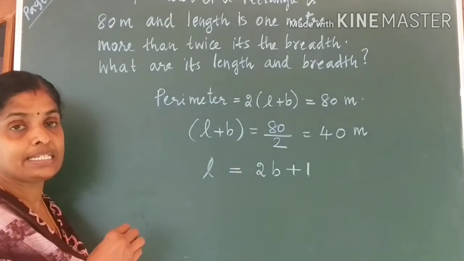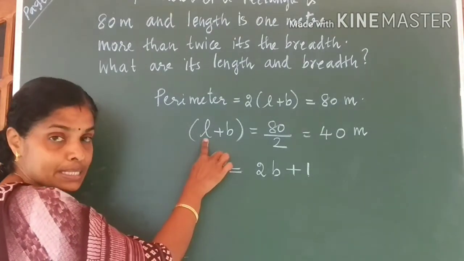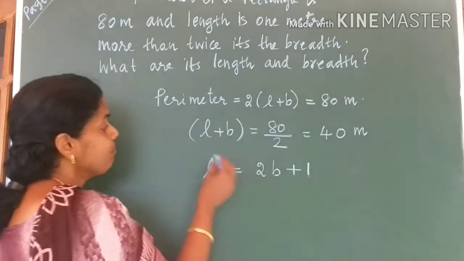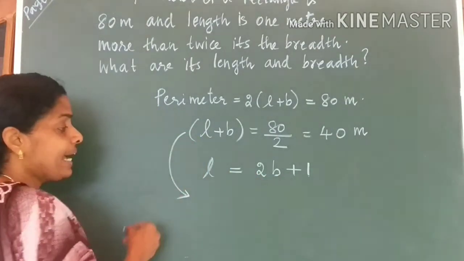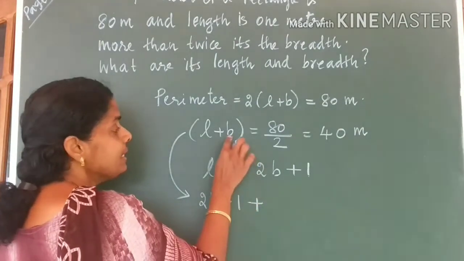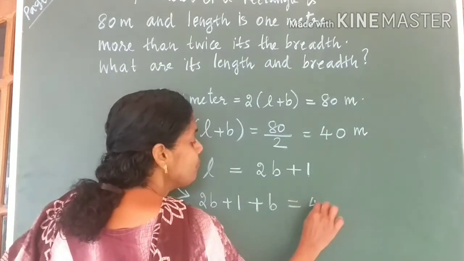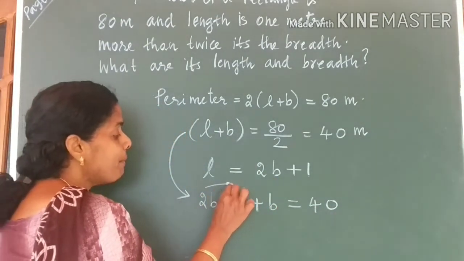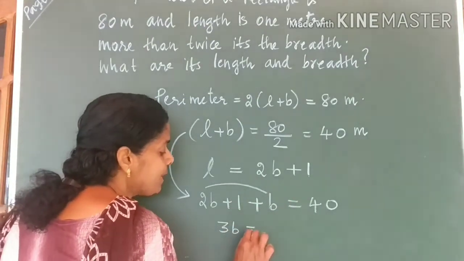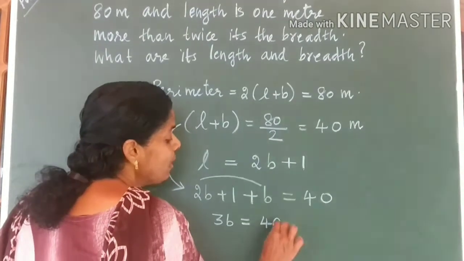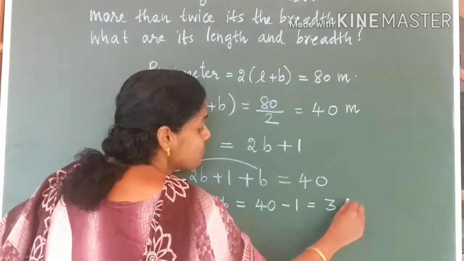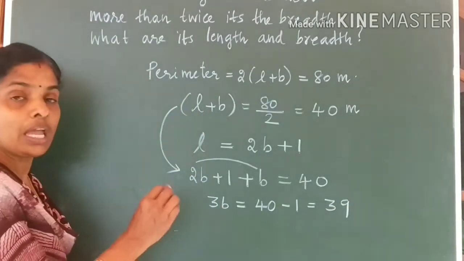What is your next step? Now instead of this L, you can substitute it as 2b plus 1. So this equation can be written as 2b plus 1 plus this b equal to 40. 2b added to b gives you 3b. So you get 3b is equal to 40 plus 1 taken to the other side becomes minus 1. So you get 3b equal to 39.